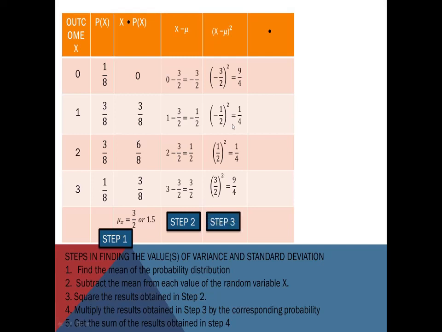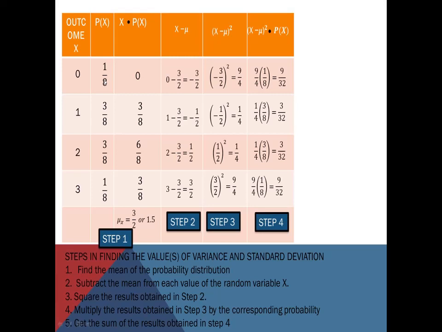Now, step 4, we multiply the result of our step 3 by its corresponding probability. So, 9 over 4 times 1 over 8. Again, when multiplying fractions, numerator by numerator, denominator by denominator. 9 times 1, 9. 4 times 8, 32. So again, 9 over 4 comes from step 3, and 1/8 is your probability. Okay, so you just have to follow that one. That will be your step 4.